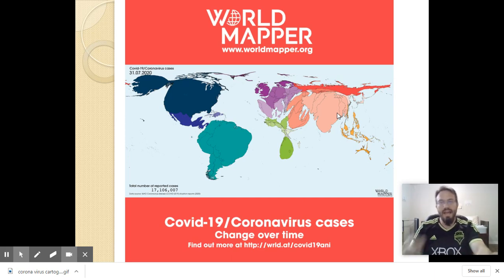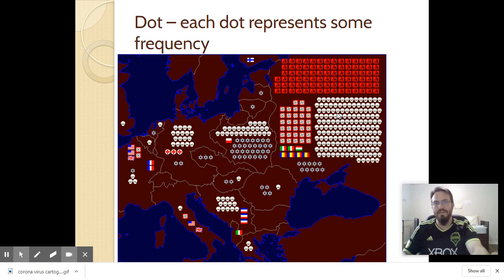Okay, last style of map, dot map. With a dot map, like it says, each dot represents a fixed frequency of something. And this is different from the proportional symbol. The proportional symbol, remember, the symbol is a different size depending on the data that's represented by it. In a dot map, all of the dots, or symbols in this case, are the same size. Each one represents a particular amount, the same amount.